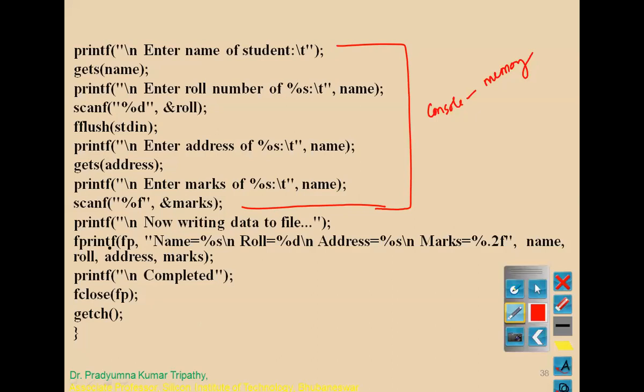So I use the fprintf over here, and what I write to this file pointer, I write all these things: name, roll, address, marks. All these are written. Even if I write name equals %s this way, it will also be written to the file. Name equals the first name, roll number equals the way I have written, in a similar way it will be written into the file. And once it is written, I print the completion message and close the file.